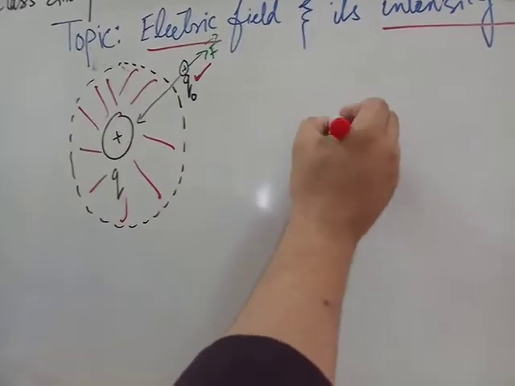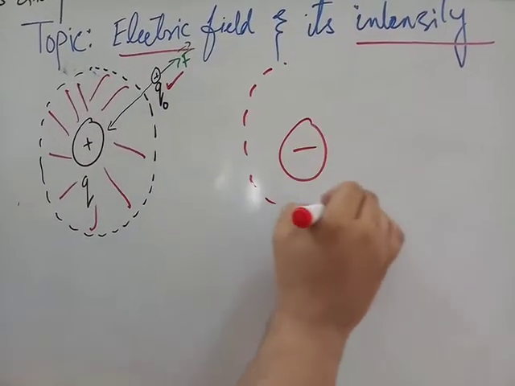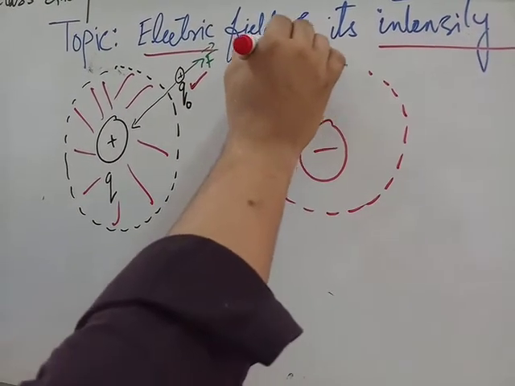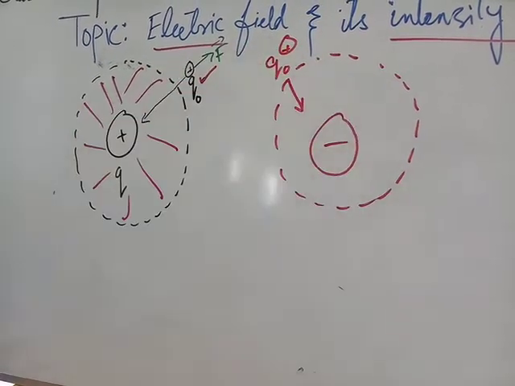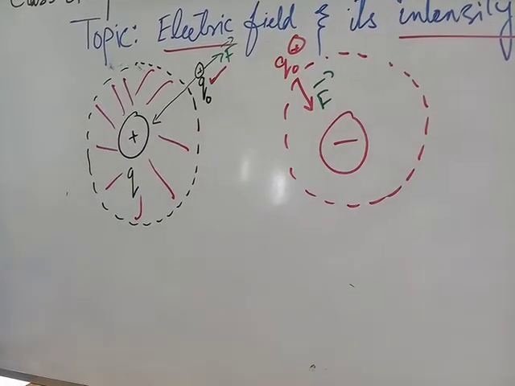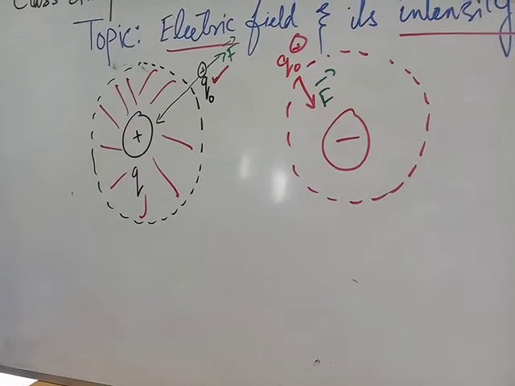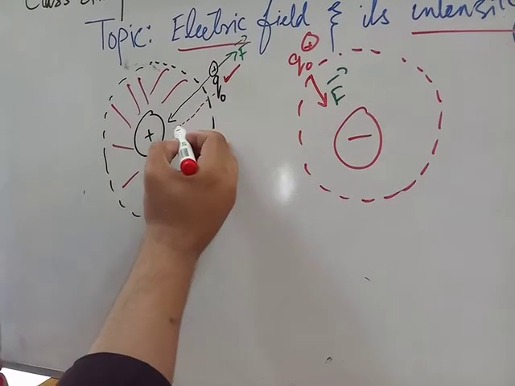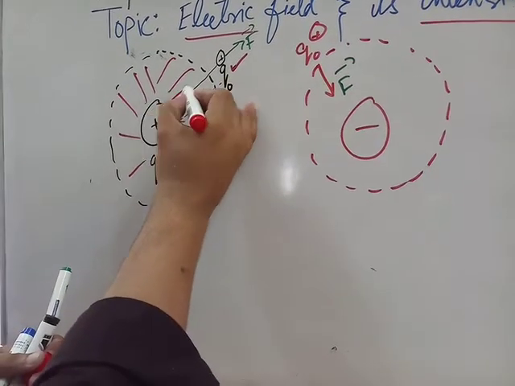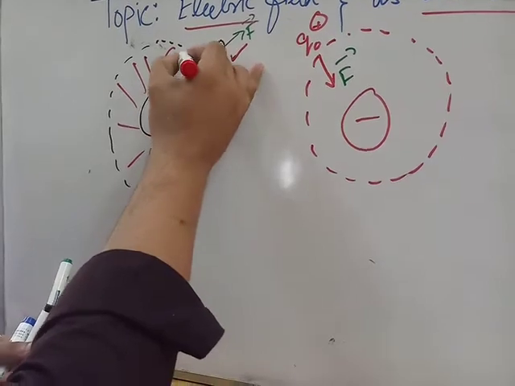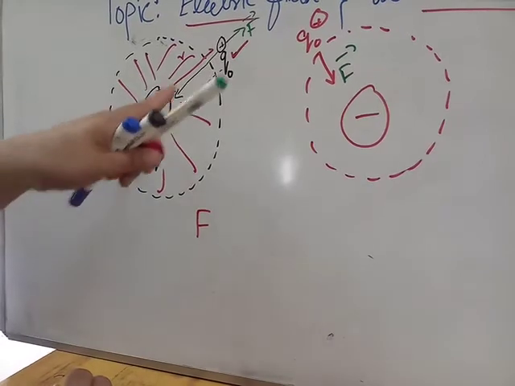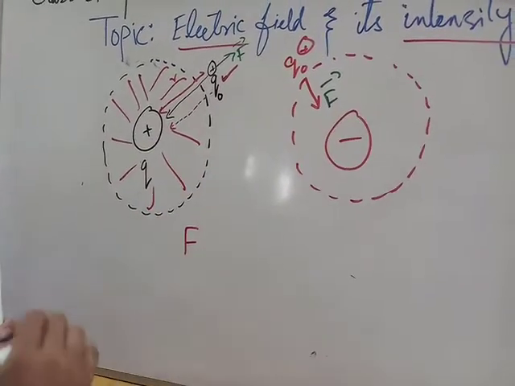It means a negative charge also has an electric field, and if we bring a positive test charge, the attractive force F acts towards the source. If we bring the test charge close to the point charge, so the distance between these two charges is small, then the force is large. The force of repulsion or attraction will be large.